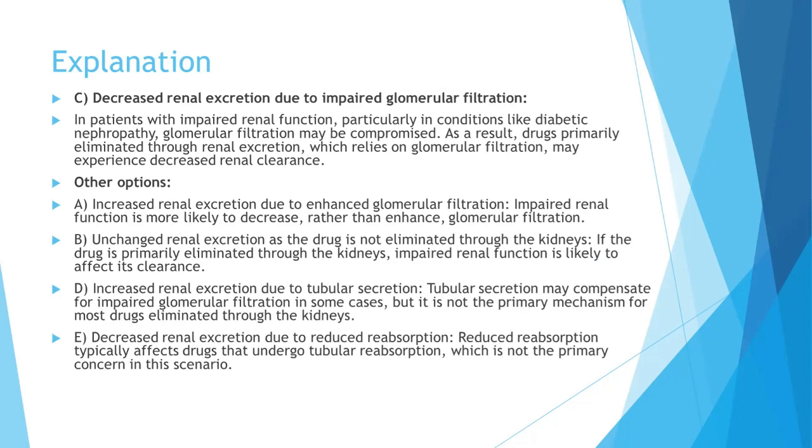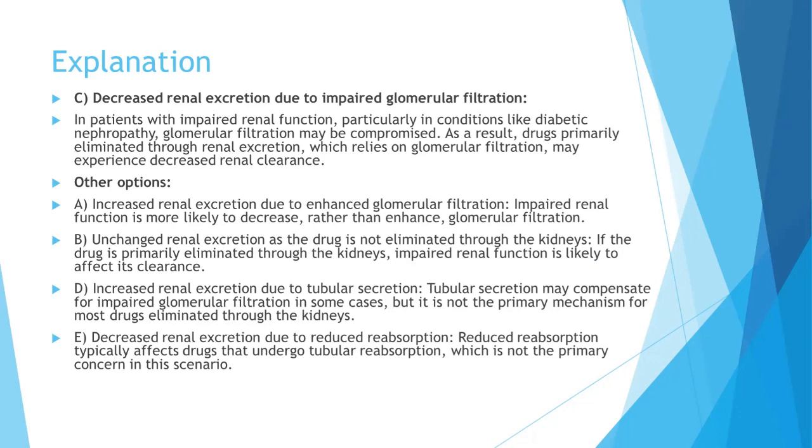In patients with impaired renal function, particularly in conditions like diabetic nephropathy, glomerular filtration may be compromised. As a result, drugs primarily eliminated through renal excretion, which relies on glomerular filtration, may experience decreased renal clearance. As for option A, increased renal excretion due to enhanced glomerular filtration: impaired renal function is more likely to decrease rather than enhance glomerular filtration.